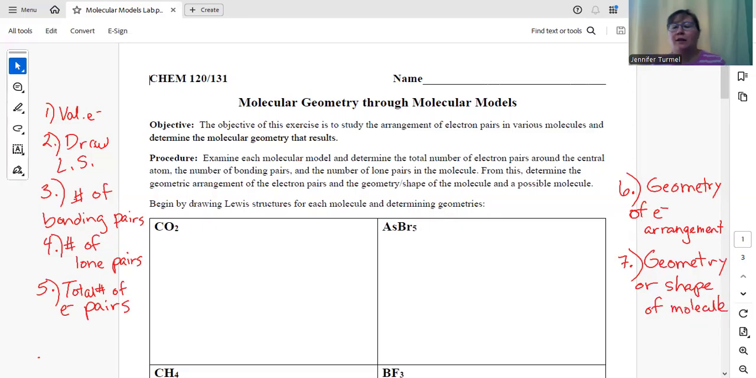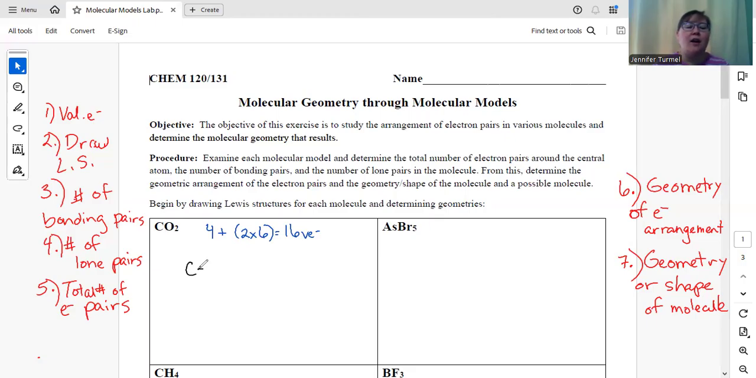Okay, so let's begin. A lot of these you've already seen in class, so this lab is intended to be basically a complete review of the chapter that you're working on. So to count our valence electrons on this first one, we have 4 from carbon, and we have 2 oxygens, and we have 6 from each oxygen, and that gives us 16 valence electrons, and that's number 1. And then number 2 says to draw a Lewis structure.